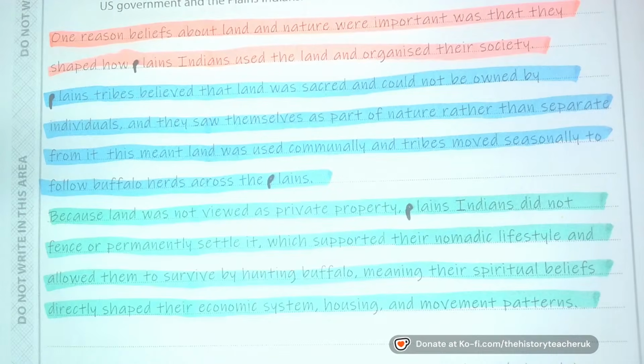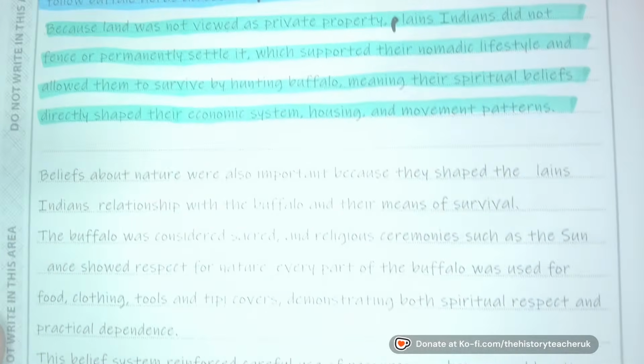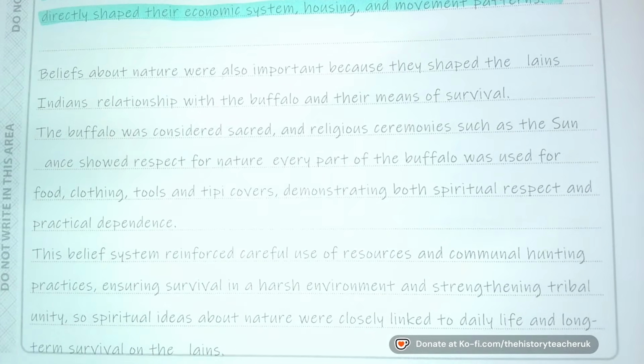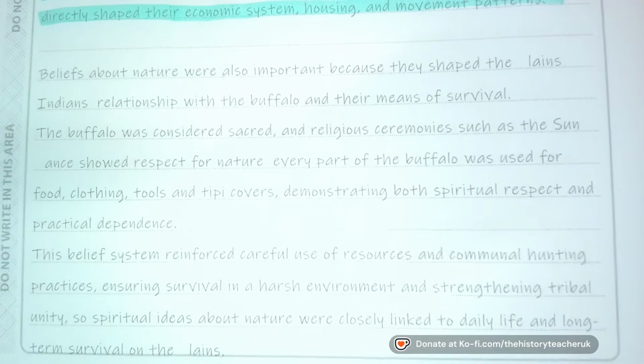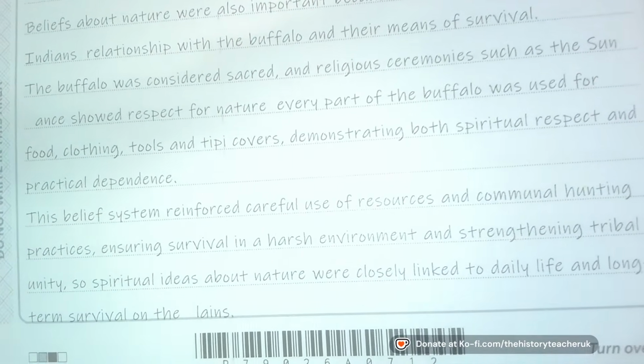So because they believed that land did not belong to them, they basically didn't settle the land. Easy peasy. I now need another point, which again should be nice and straightforward. It's not very focused. Just a second.